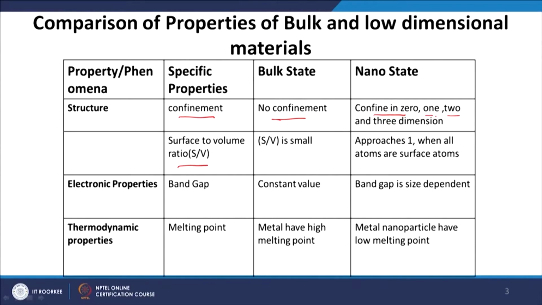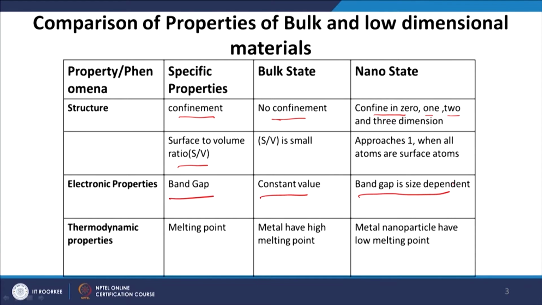Next important parameter is in terms of the electronic properties. Now, whenever we talk about electronic properties, the first thing that comes to mind is the band gap. We have learned that the band gap is the forbidden energy gap between the valence band and conduction band. In the case of the bulk material, the band gap value is constant, whereas in the case of the nano material the band gap is size dependent.